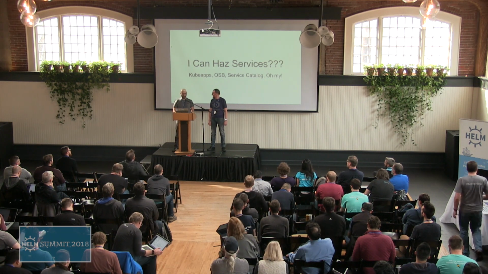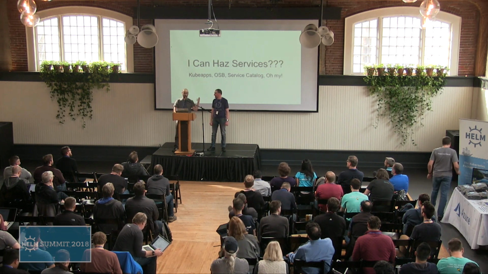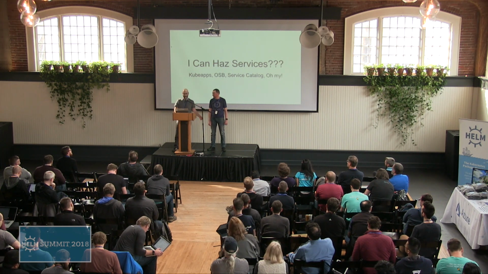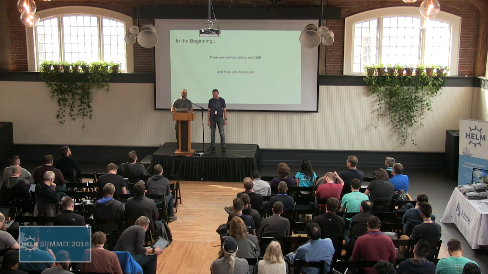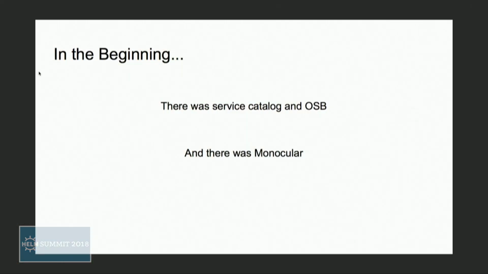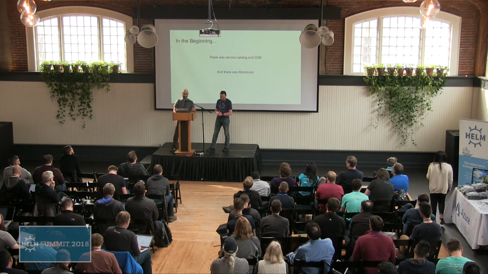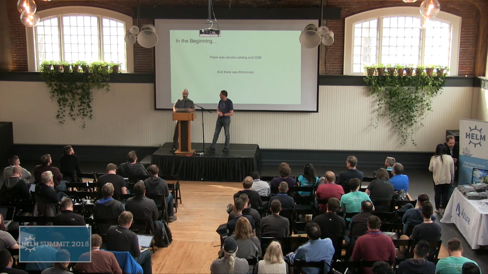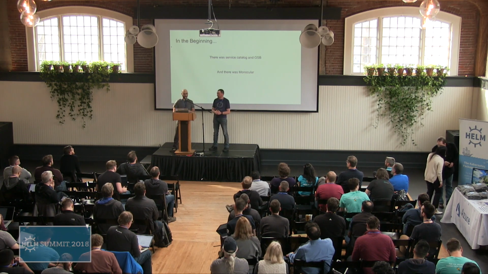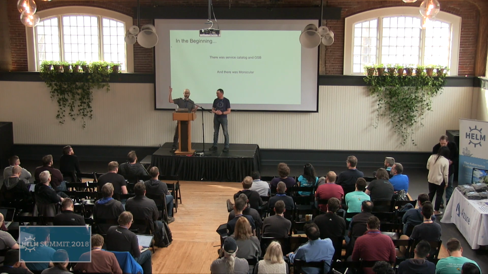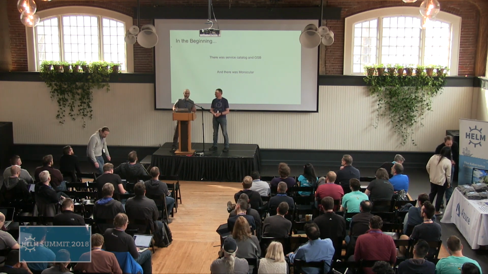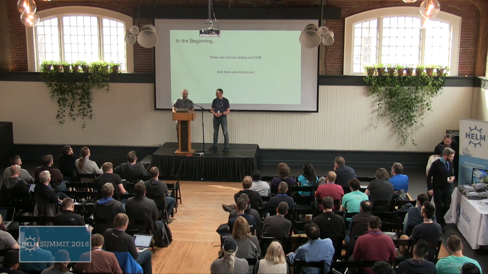We're going to talk about Kube Apps, about what OSB, Open Service Broker, is. We're going to talk about how Service Catalog fits into this as well. So I'll use my best movie preview voice. In the beginning, we had this thing called Service Catalog, and we also had this OSB, the Open Service Broker. That was kind of on one side of the house here. And then there was this monocular thing. Who's familiar with monocular? Yeah, Bitnami project. It's really cool. Go look it up if you haven't heard of it.